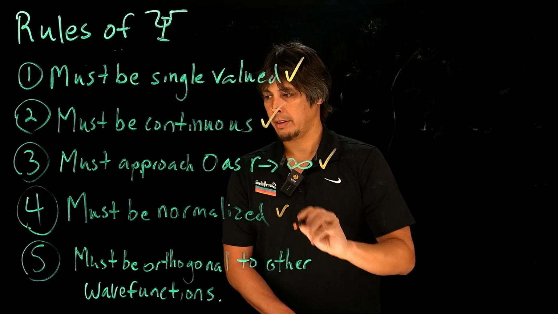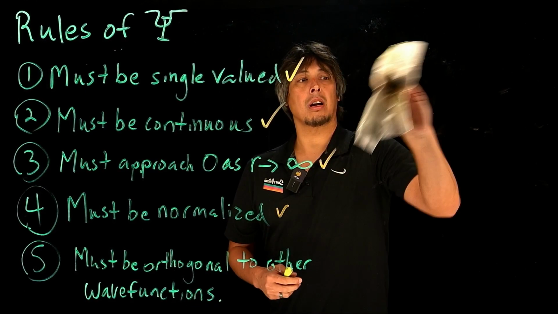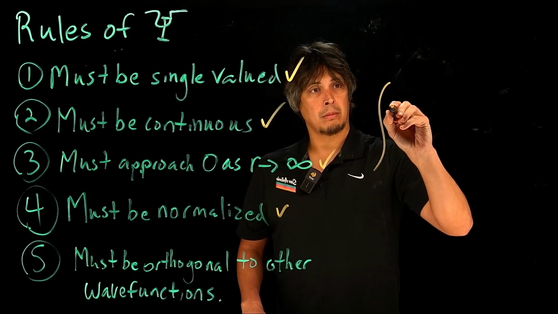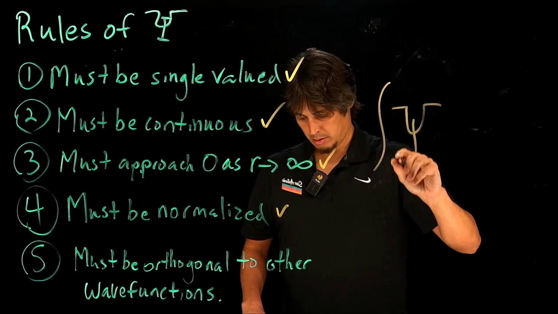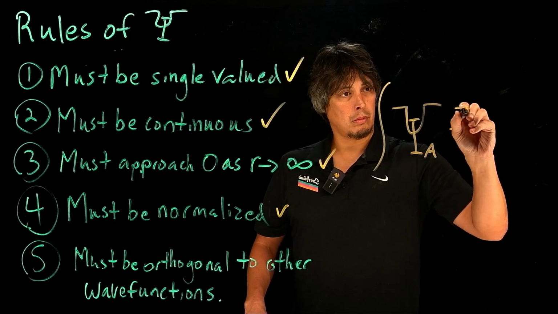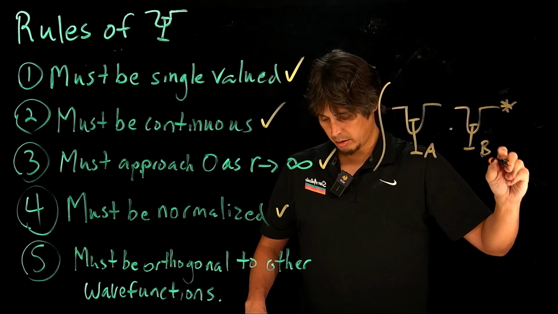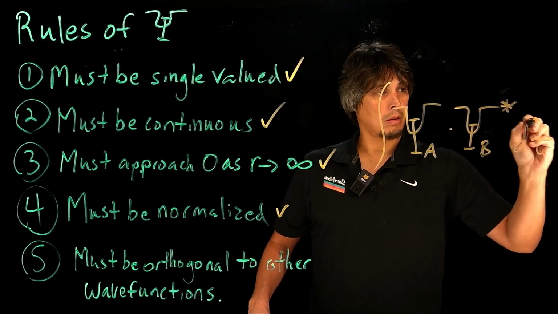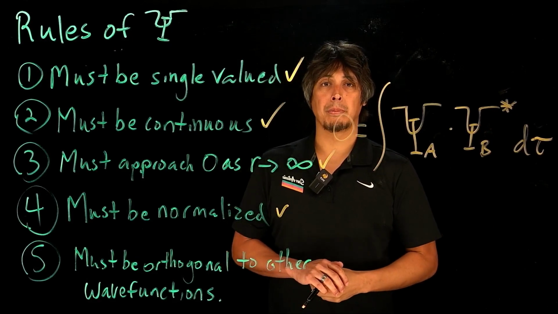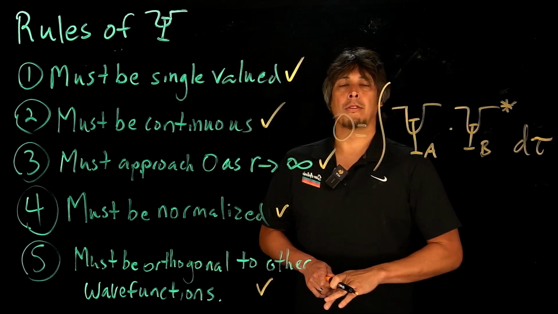Okay, and finally, two wave functions must be orthogonal to each other. All right, so what that means, if you have two different wave functions, you multiply one by the conjugate of the other, and integrate over all space. What that means is that that has to be equal to 0. Okay, and so these are the criteria for a valid wave function.